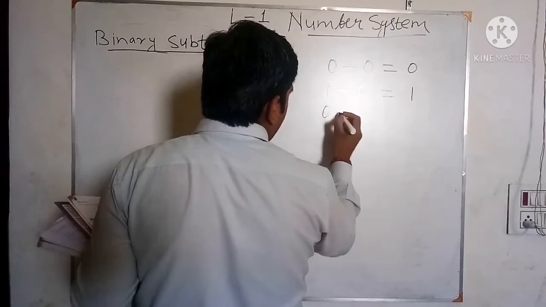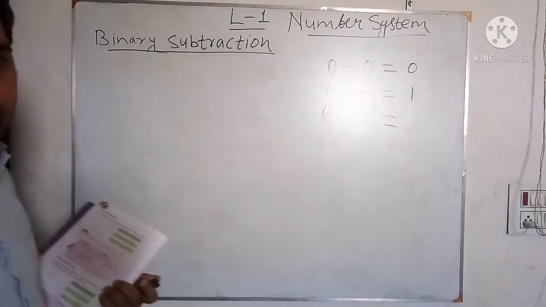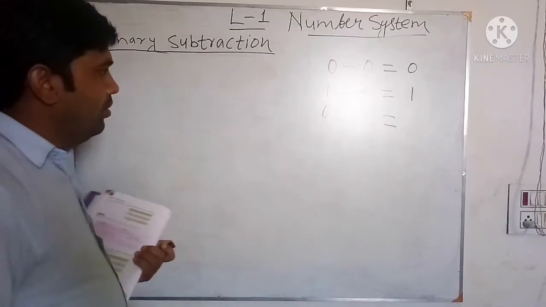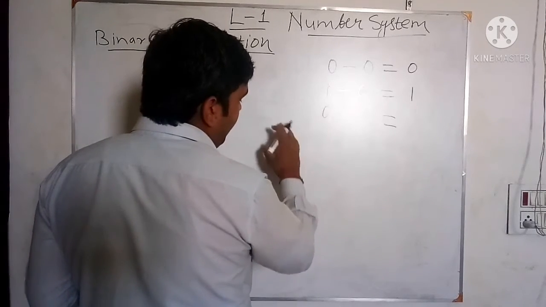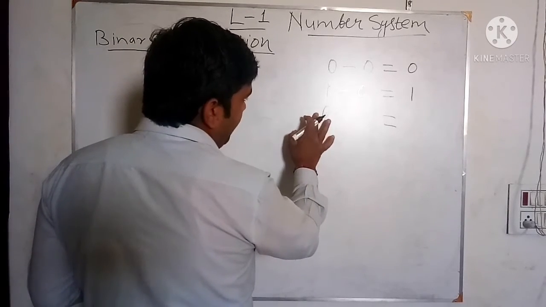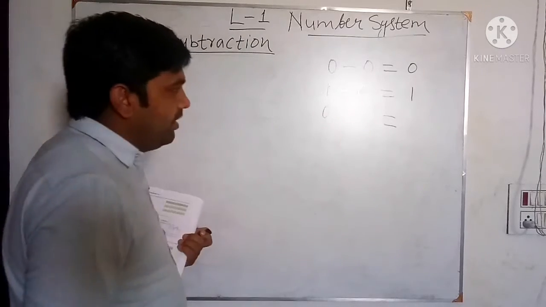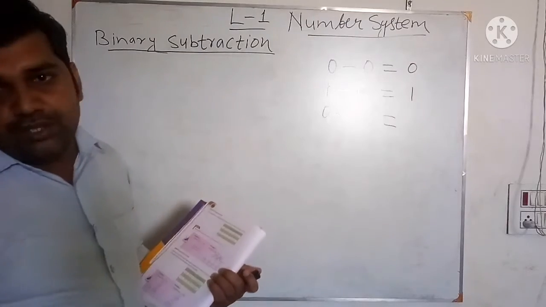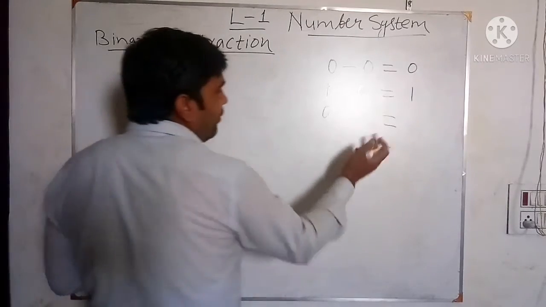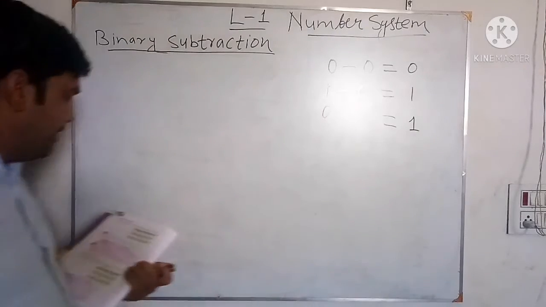But 0 minus 1, how do you subtract? From 0 minus 1, if you want to subtract, again we have to take a borrow. If you borrow 1 from any other binary number, it will become 10, and the decimal equivalent of 10 is 2. So 2 minus 1 gives you what? 1. From 0 if you subtract 1, you will get 1 only in the subtraction.